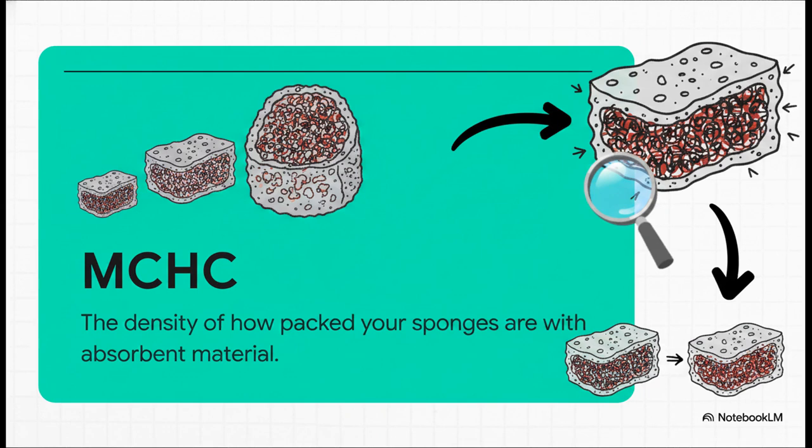And this brilliantly illustrates a key insight. A giant sponge naturally holds more total material, right? So its MCH will be high. But because the sponge is larger, the density of that material might actually be perfectly normal, keeping the MCHC normal. Because of that, MCHC is always a more reliable indicator of true hypochromia.